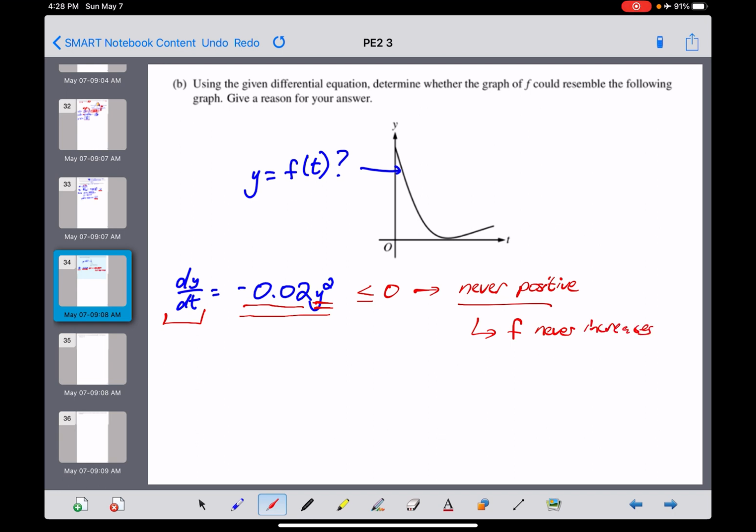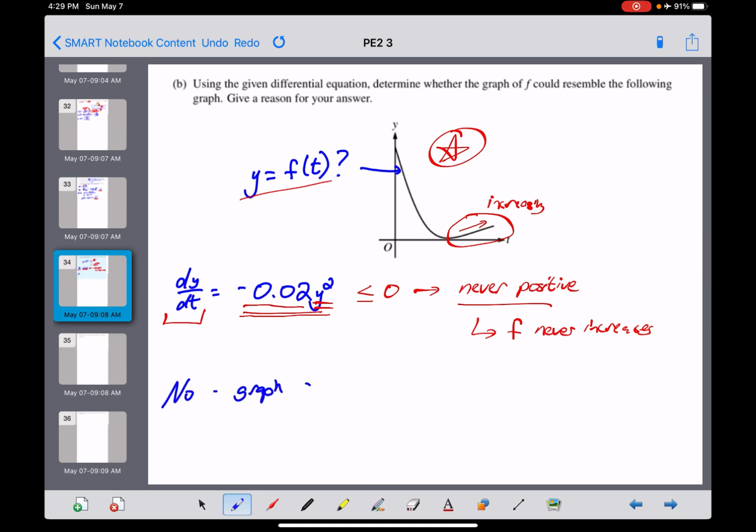Now the question is, is this graph right up here a possible graph for y equals f of t? The answer to that is no, because this function right here, guys, is increasing. And in order for that to happen, the derivative would have to be positive at some particular value of t or of y. So the answer right here is no. So we should write all this out here.